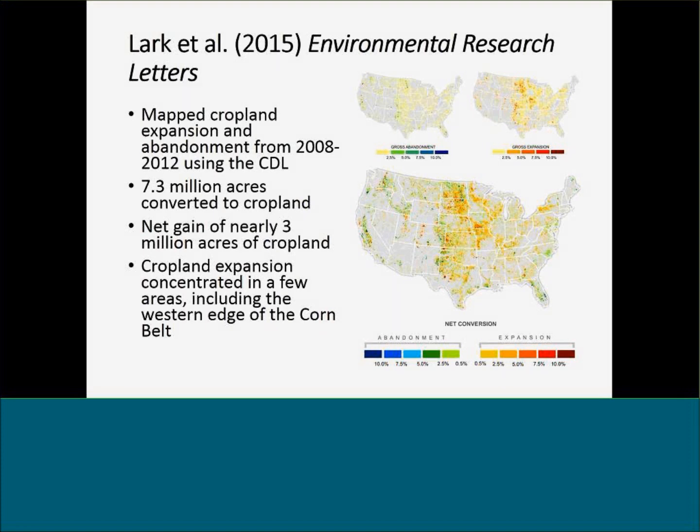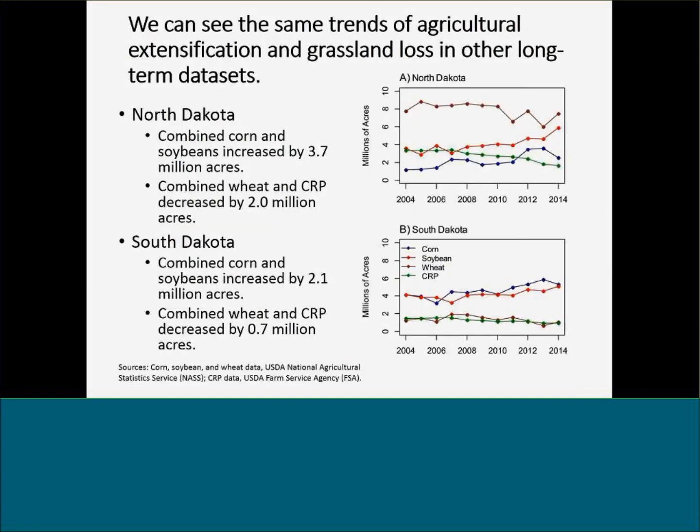And of course, you can see from looking at that map that cropland expansion is really concentrated in a few places, and one of those is, again, our location here on the western edge of the Corn Belt. And you can look at a variety of different data sets. They all have strengths and limitations, but you see these trends in just a variety of different data sources.